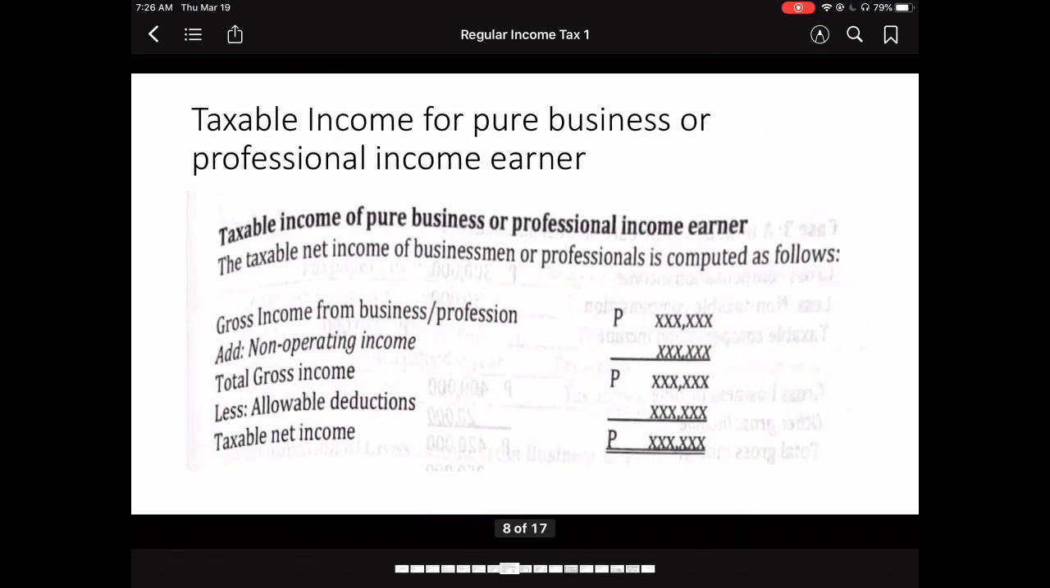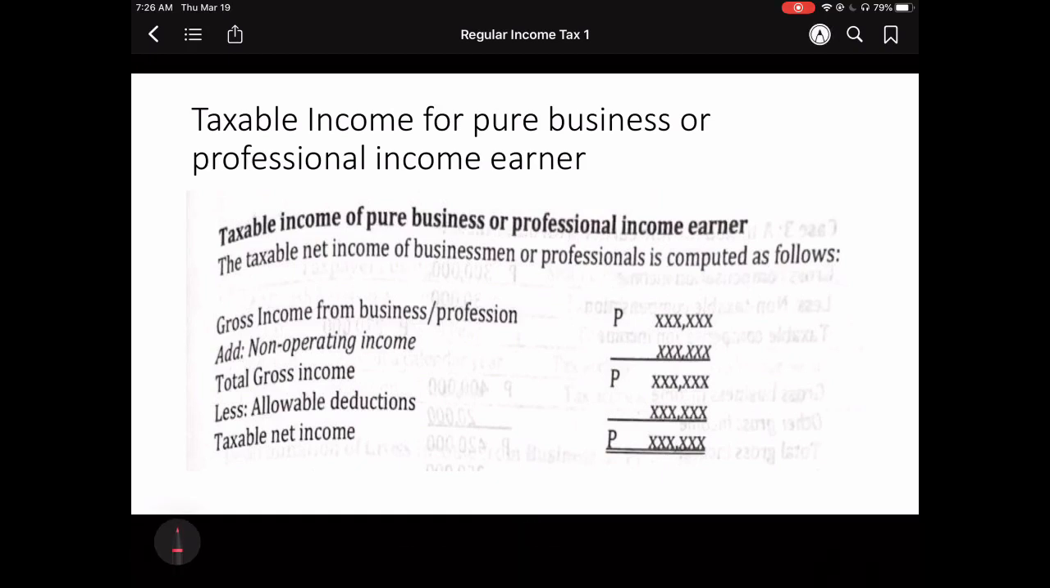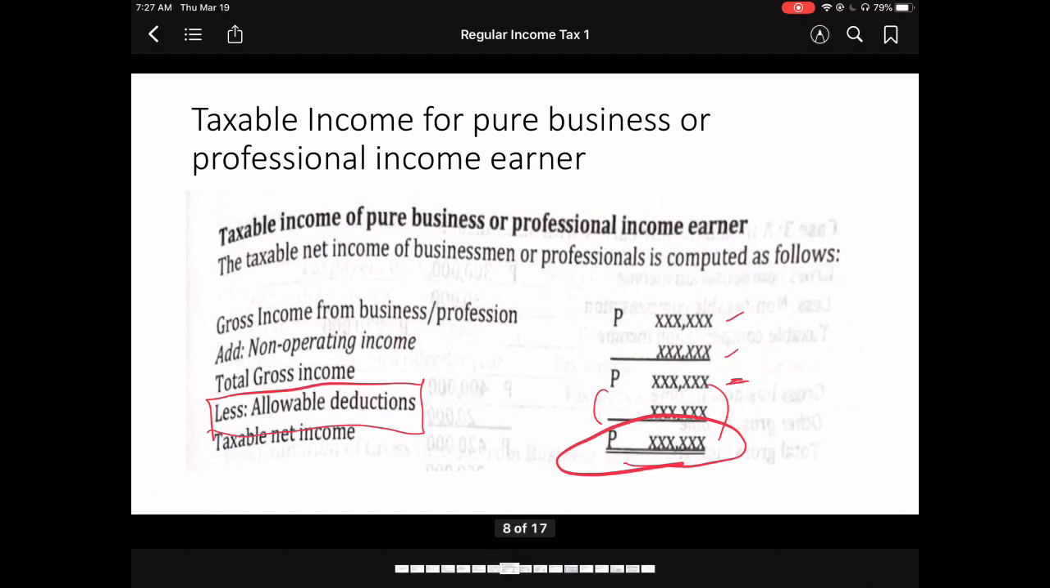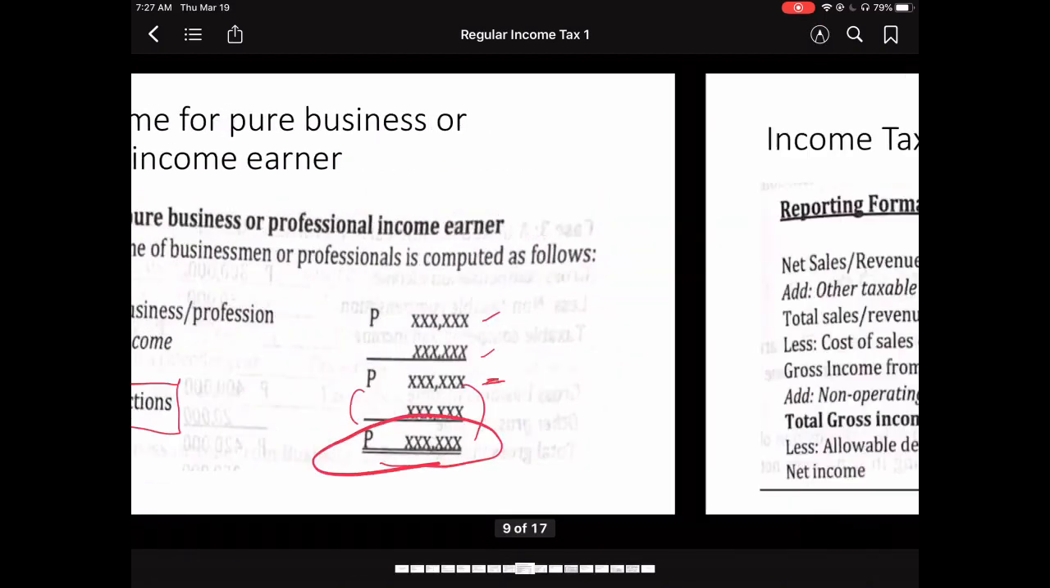Then we have the tax model for pure business or professional income earner. So here, there are allowable deductions. So, we have here gross income. Then we have add non-operating expenses. Then we can get the gross income. Then less deductions. Then we can get the taxable income. So that is for the pure business or professional income earner.